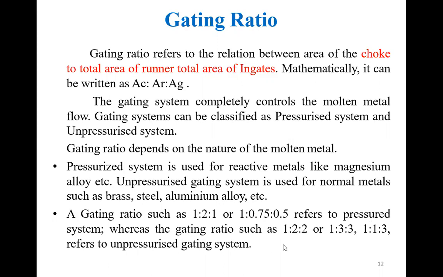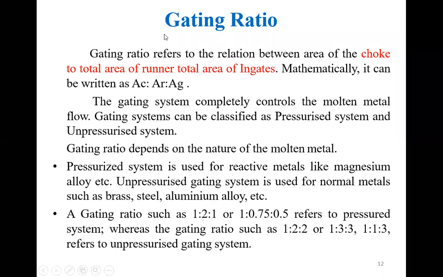Whereas for the unpressurized gating system, the ratios are 1:2:2 or 1:3:3 or 1:1:3. This mostly refers to the unpressurized gating system. In 1:2:2, one is the choke area, two is the runner, and two is the ingate. In 1:3:3, one is the choke, three is the runner area, and three is the ingate area. In 1:1:3, one is the choke, one is the runner area, and three is the ingate area. So this is the ratio followed for unpressurized, and the other is the ratio followed for pressurized.